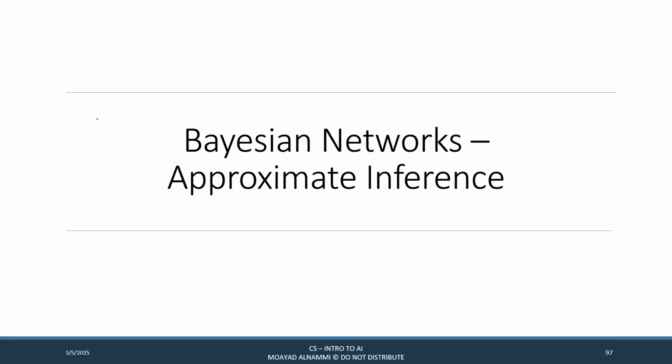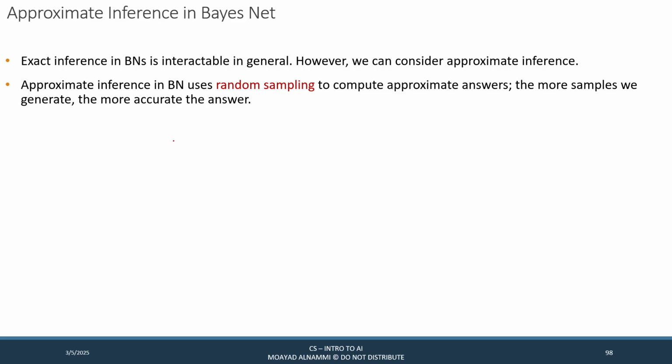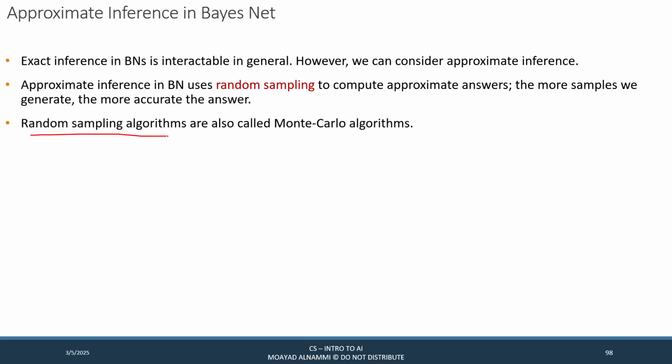The last topic we will talk about is approximate inference. In Bayesian networks, we cannot do better than exponential for the general case of exact inference. So exact inference in Bayesian networks is intractable in general. However, we can do approximate inference. Approximate inference in Bayesian networks uses random sampling to compute approximate answers. The more samples we generate, the more accurate the answer is going to be. Random sampling algorithms are called Monte Carlo algorithms.